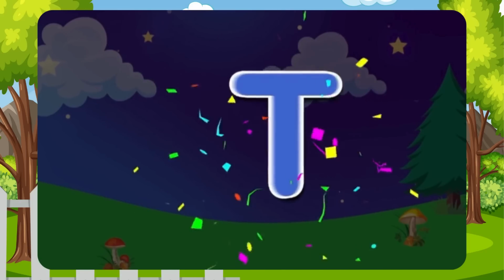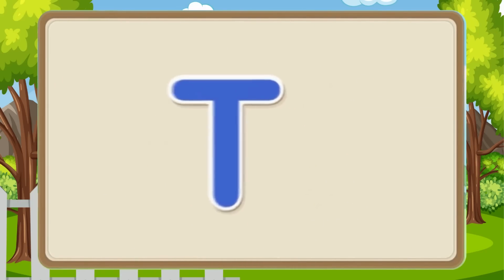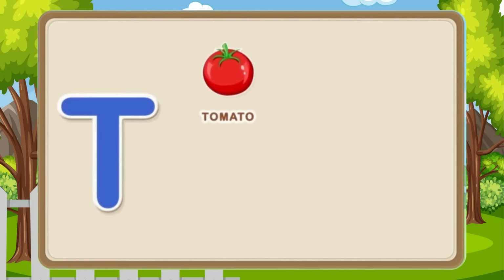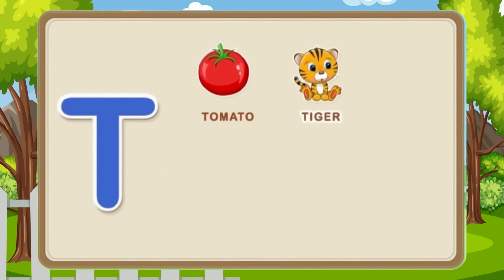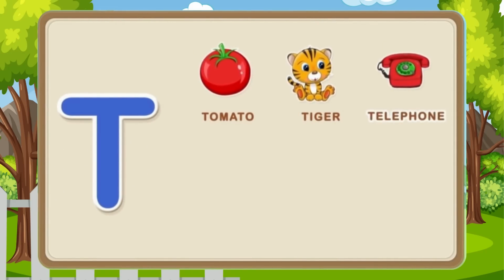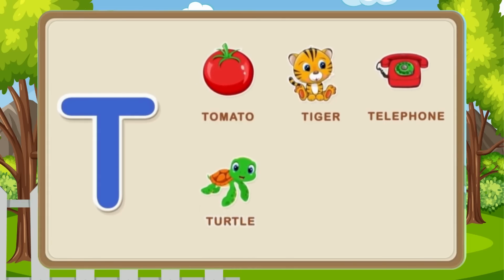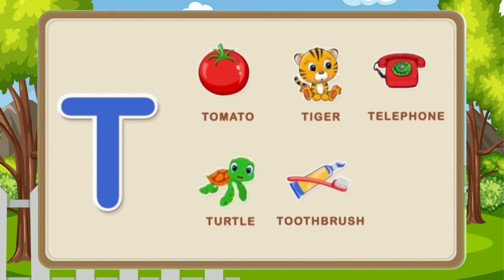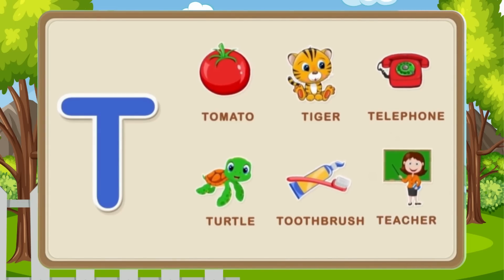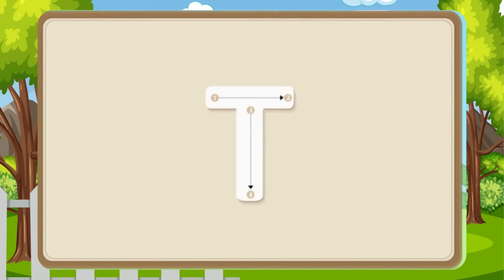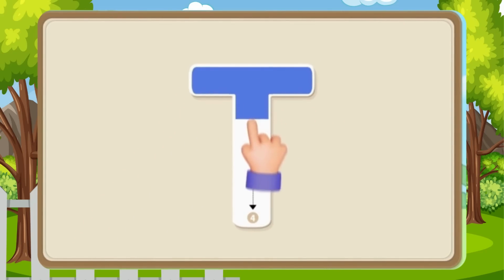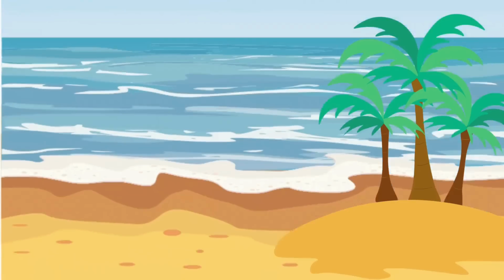T. T is for tomato, tiger, telephone, turtle, toothbrush, teacher. Now, let's learn how to trace the letter. Perfect.